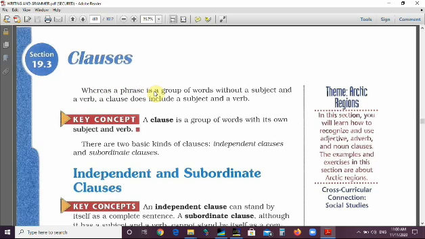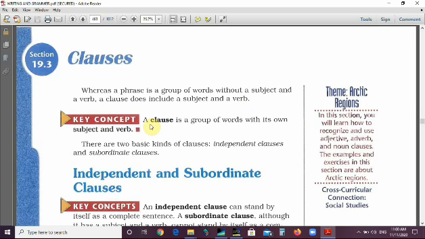Whereas a phrase is a group of words, remember that a clause is also a group of words, but a phrase doesn't have a subject and a verb. A clause does include a subject and a verb. This is the main difference between a phrase and a clause. Again, a phrase is a group of words without a subject and a verb, but a clause is a group of words that does include a subject and a verb.